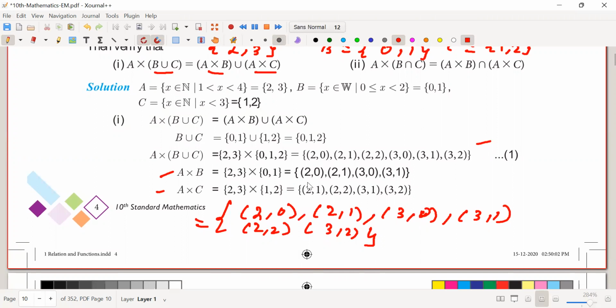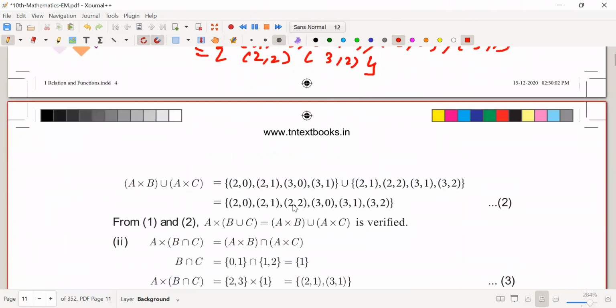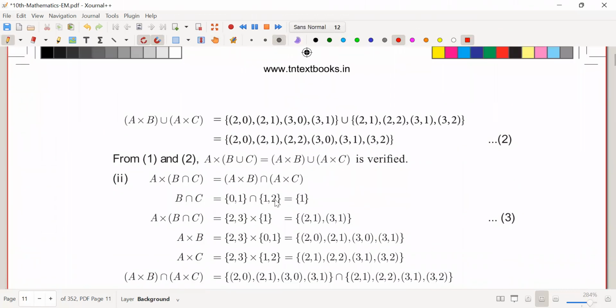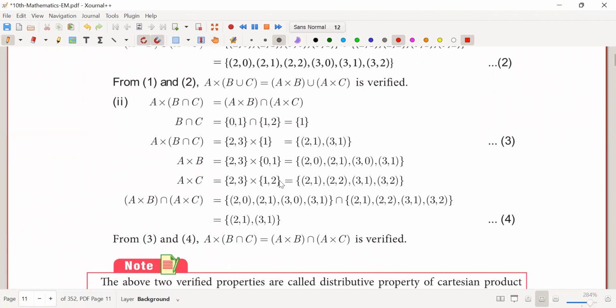While doing intersection, check. For this also, check with each and every term. 2, 0. Is 2, 0 here? No. No intersection. 2, 1. Yeah, it is here. 2, 1 is one intersection. Then 3, 0. Not here. All right. 3, 1. Yeah. 3, 1. So this is intersection. This is what you'll be getting here.